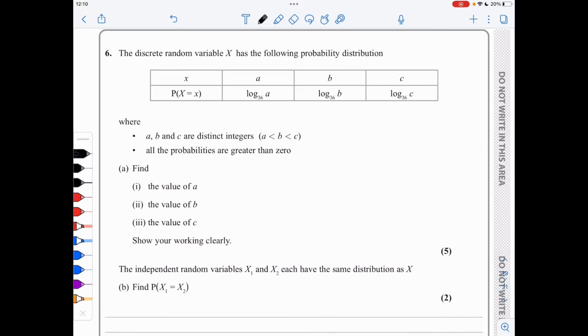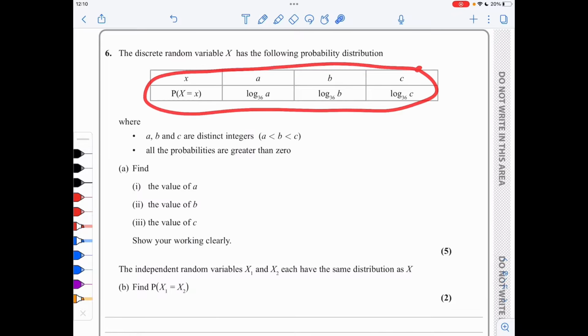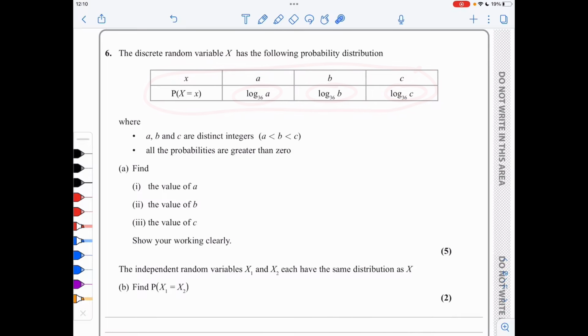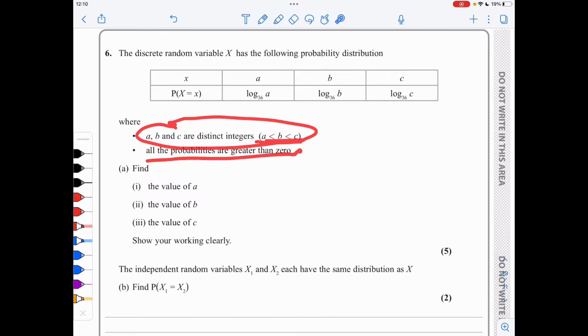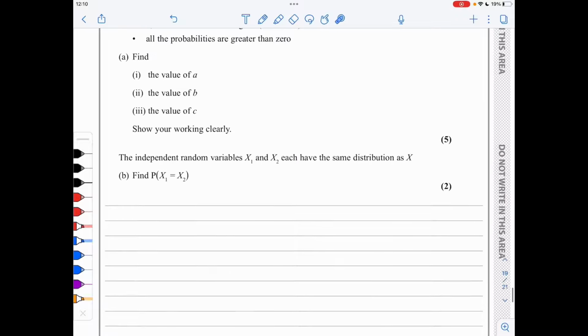In question 6, it's the discrete random variable x. It has this probability distribution. It can take values a, b, and c with these associated probabilities. We have been told that a, b, c are distinct integers in ascending order, and all the probabilities are greater than 0. We need to find the value of a, b, and c, and we need to show the working clearly. So I will start by stating the obvious, that the sum of the three probabilities must be 1.